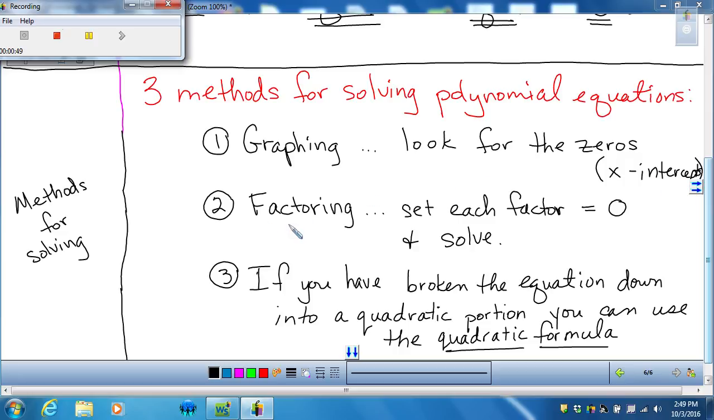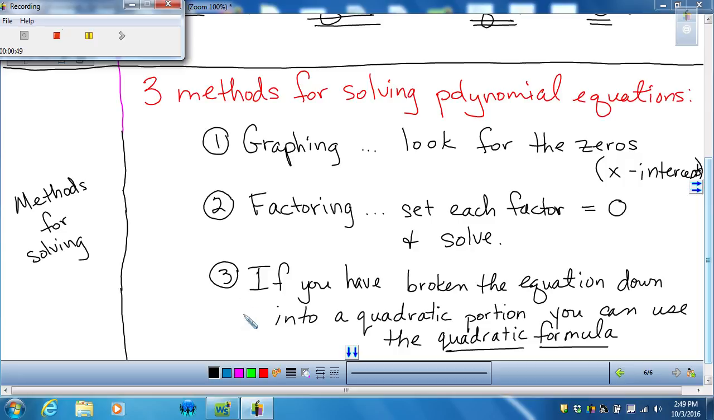Second method, factoring. You're going to break it down into its factors, and then you take each factor, set it equal to 0, and solve it. This one is preferable when your answers are real answers. They're not imaginary, and they are whole number or fractional answers that work out nicely. Sometimes you can't factor a problem as easily as you can solve it by graphing. So this one is useful at certain times.